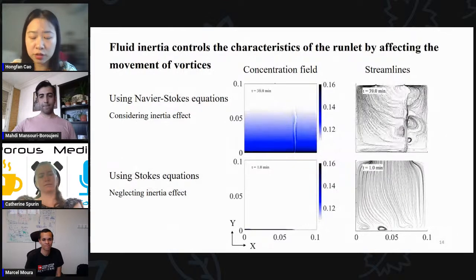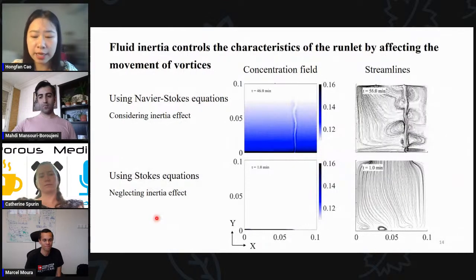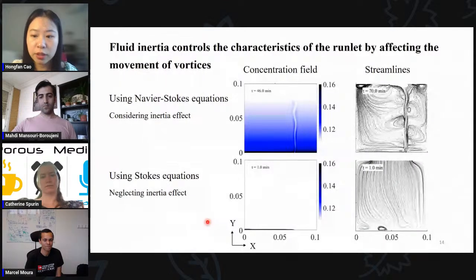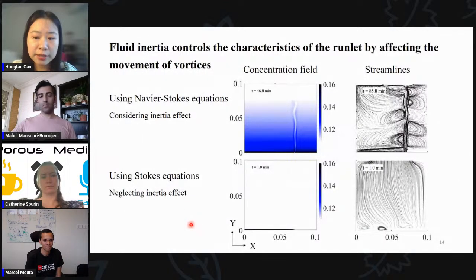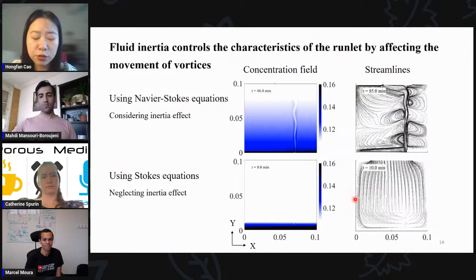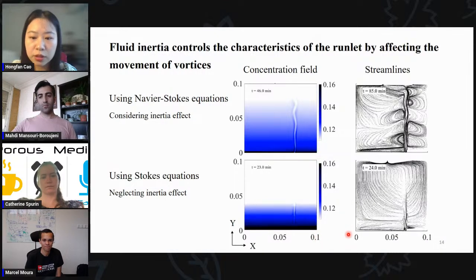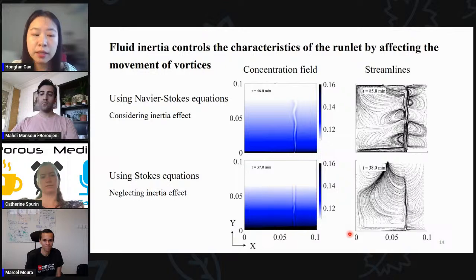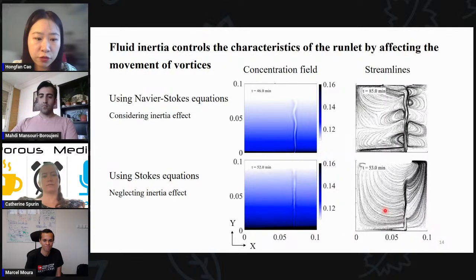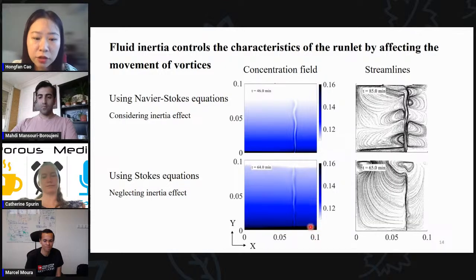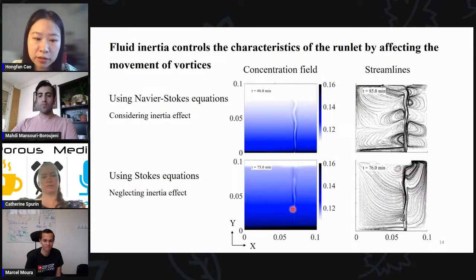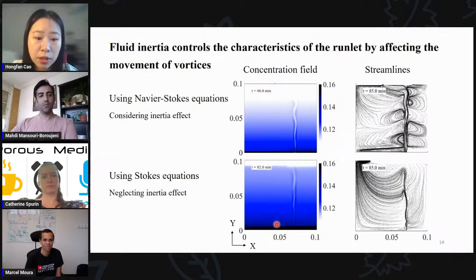So we did a simulation using only the Stokes equation, which neglects the fluid inertia, to study the effects of fluid inertia. And here are the results. We found when we neglect the inertia effect, the vortices only occur near the inlet, and we can observe the rivulet near the inlet is also unstable. So the fluid inertia can affect the movement of the vortices and change the characteristics of the rivulet.